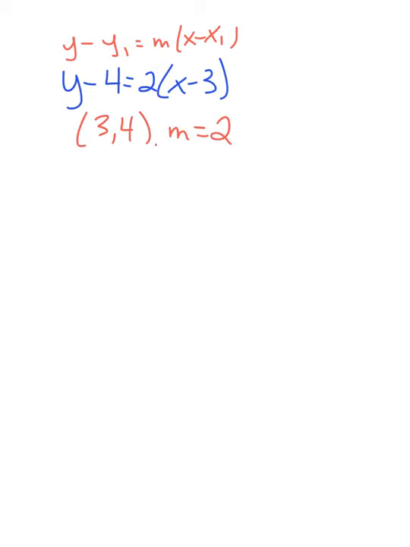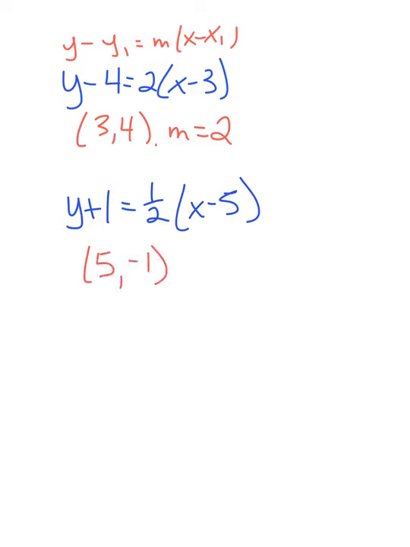Okay, so let's try that one more time. So if I gave you this equation, y plus 1 equals 1/2 times x minus 5. My ordered pair is going to be 5, -1, because this is y minus 1. So the only way we'd have it as y minus is if it was y minus a -1. That's how we came up with plus 1. And then my slope would be the 1/2.